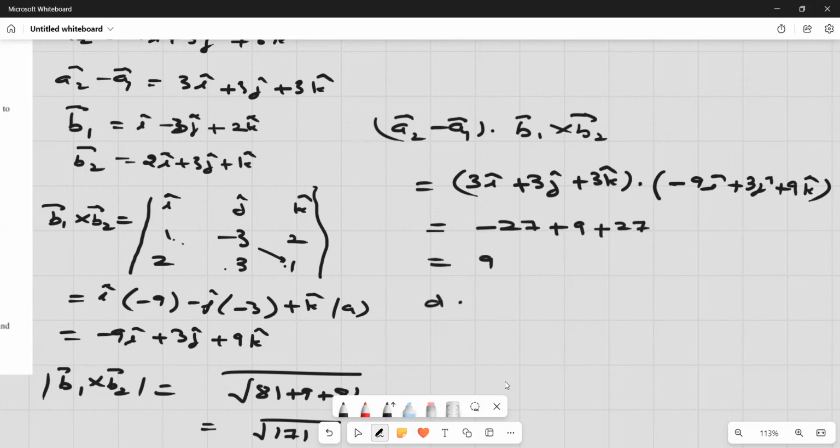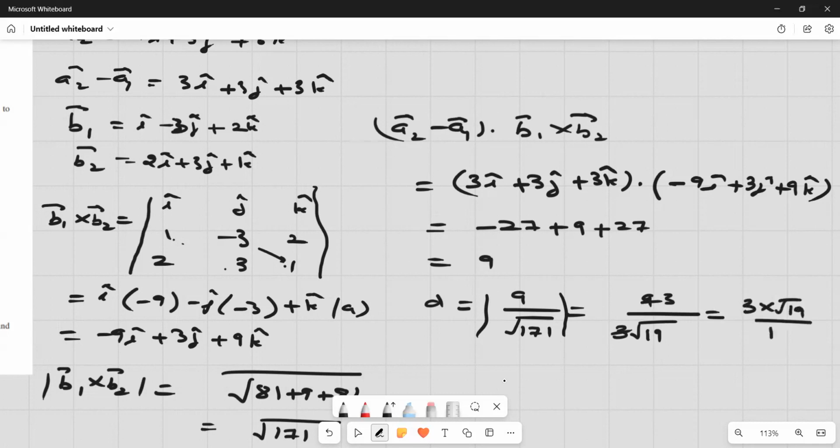So what is the distance? 9 upon square root 171. 171 is 19 nines, right? So that is 9 upon 3 root 19. So this is 3 upon root 19. So you can write 3 root 19 by 19.